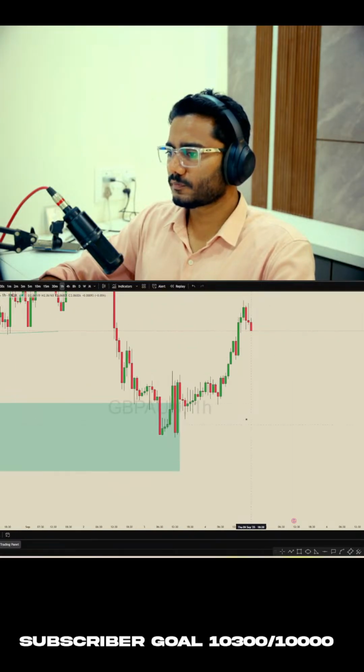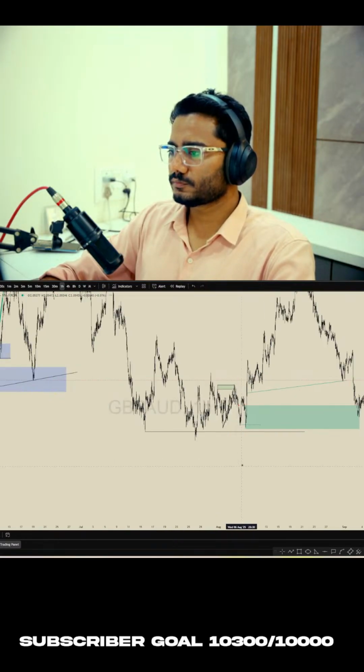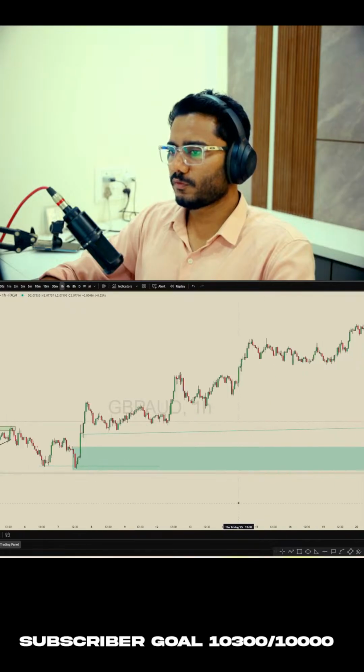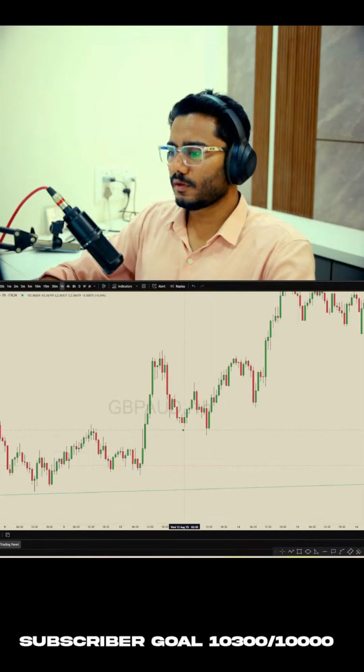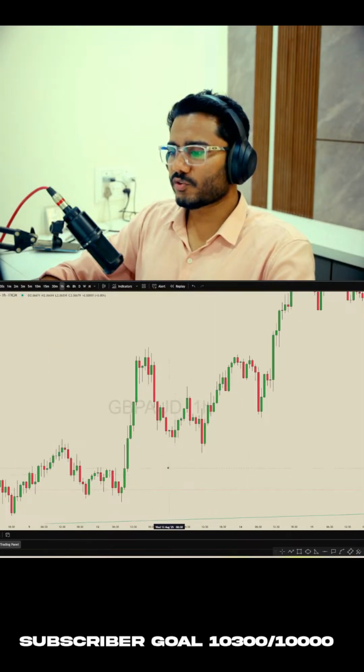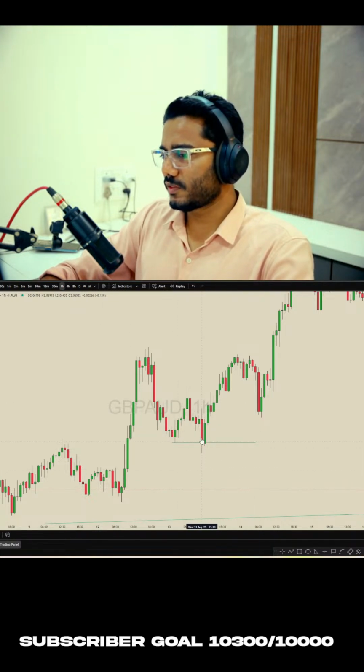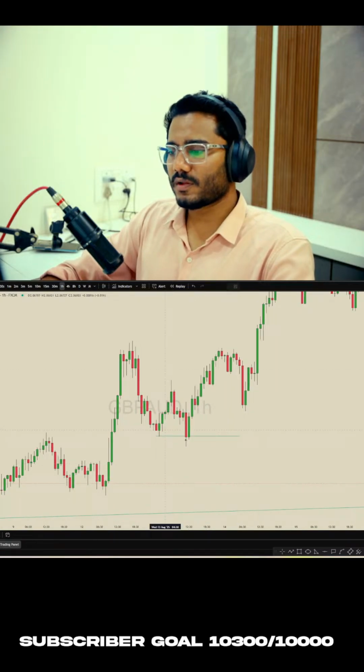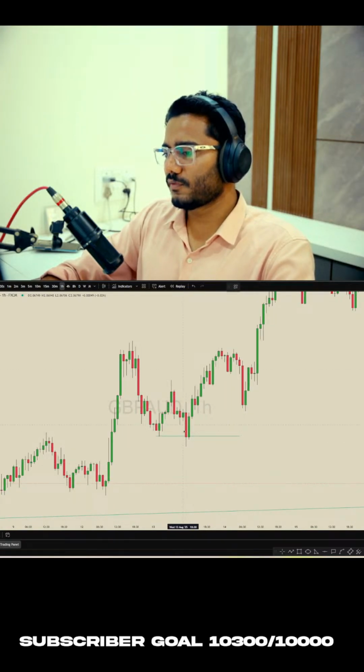Let's say, for example, here price broke the structure with a 1 hour candle body. So we will not consider this as a structure break, because if you look at lower time frame, price went to the downside. If you go to 50 minutes, it immediately went to the upside here.